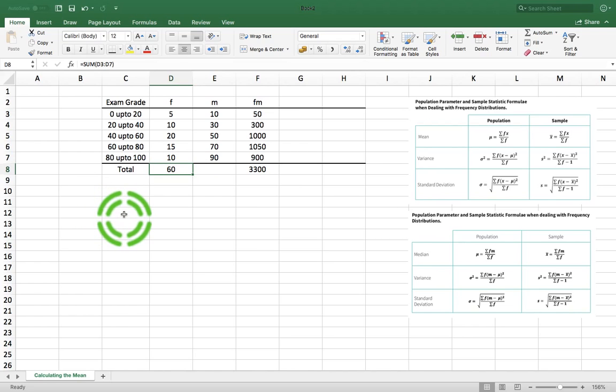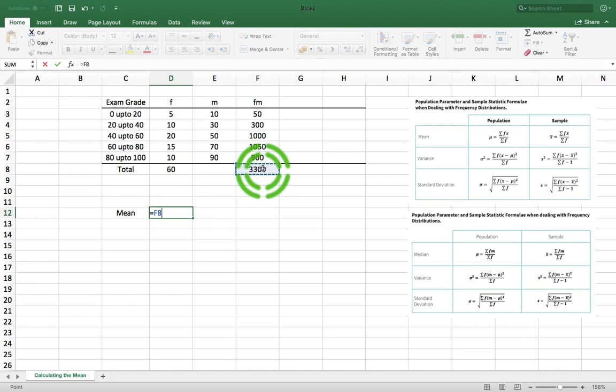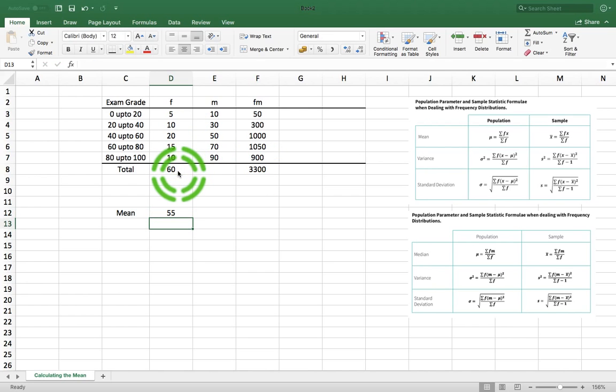So the mean, x bar, I'll just write this down here. The mean in this case is going to be equal to the sum of the fm's divided by, division is forward slash, 60, which gives us 55. So the average score for this distribution, for these 60 students, is 55%. Actually, we'd expect that because this, well, maybe we wouldn't expect it.